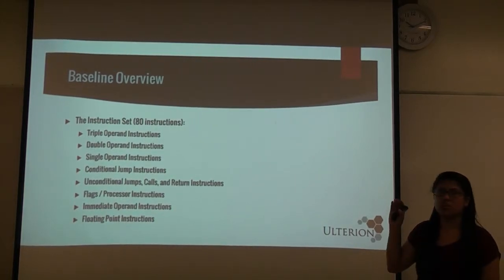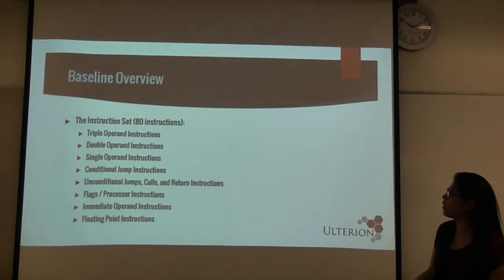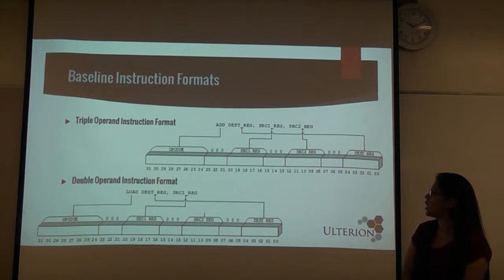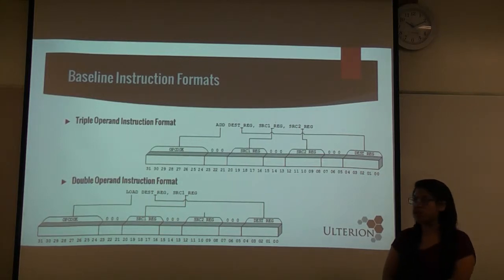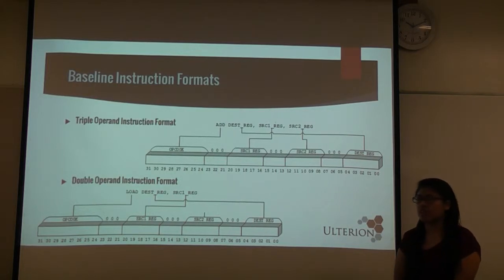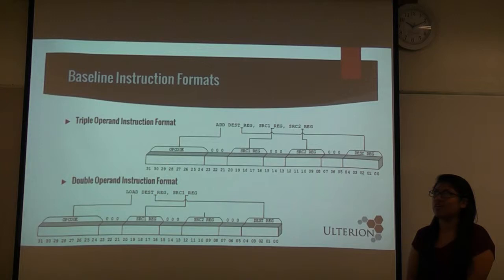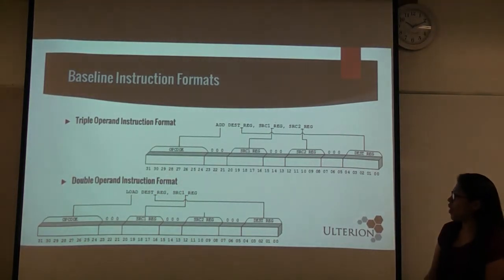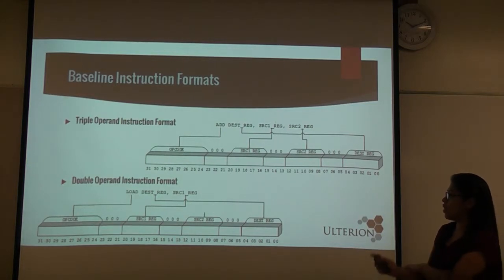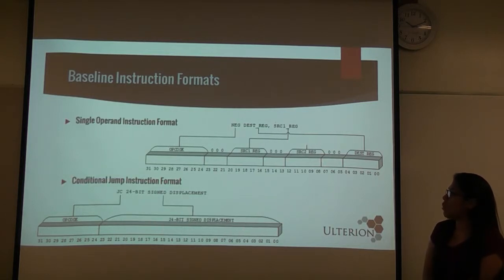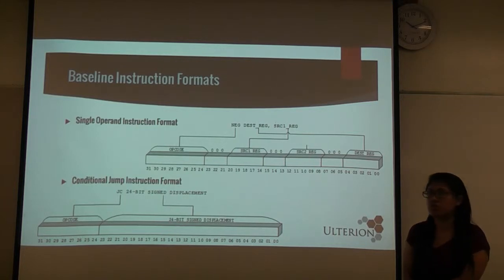And I'm going to talk about the instruction format right now. So for our triple operand instruction format, we use an 8-bit opcode, which is implemented throughout all instructions. We have our source 1 register, our source 2 register field, and our destination register, which are all 5-bit operands. Our double operand instruction format, we only use our source 1 register and our destination register. For our single operand instruction, we only use the destination and source 1 register field.